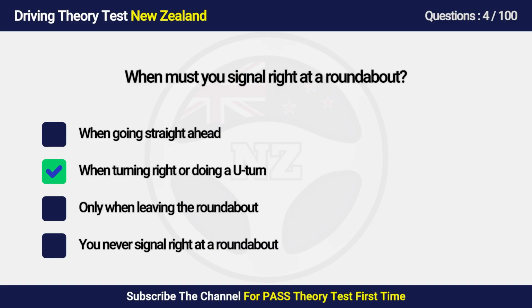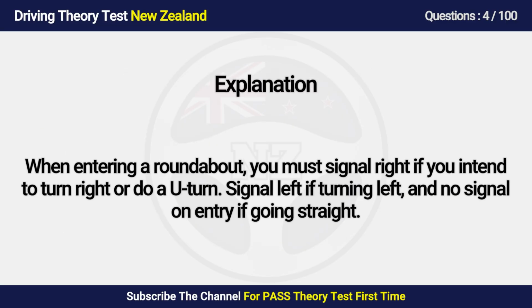Answer is B. When turning right or doing a U-turn. When entering a roundabout, you must signal right if you intend to turn right or do a U-turn. Signal left if turning left, and no signal on entry if going straight.